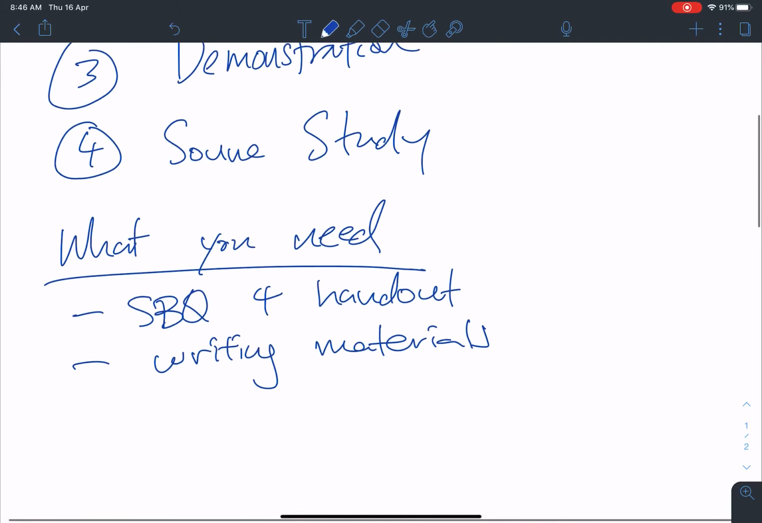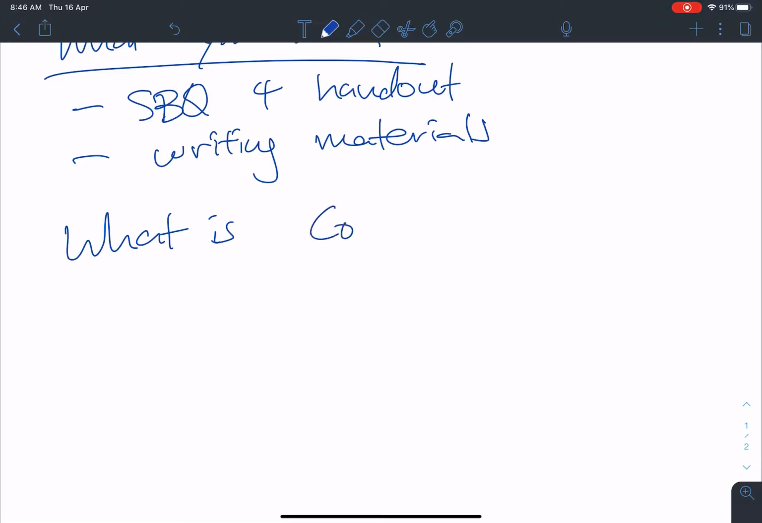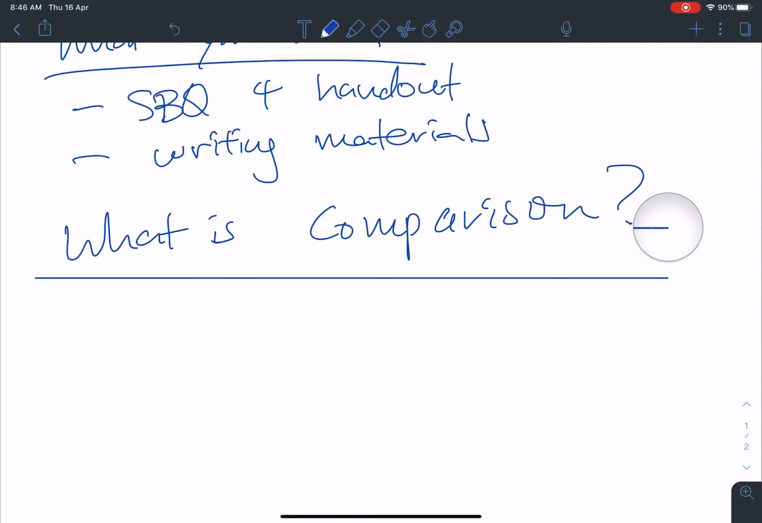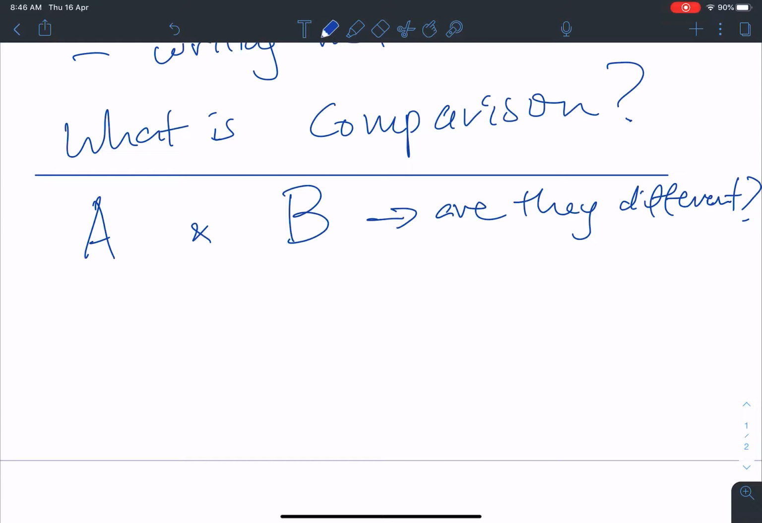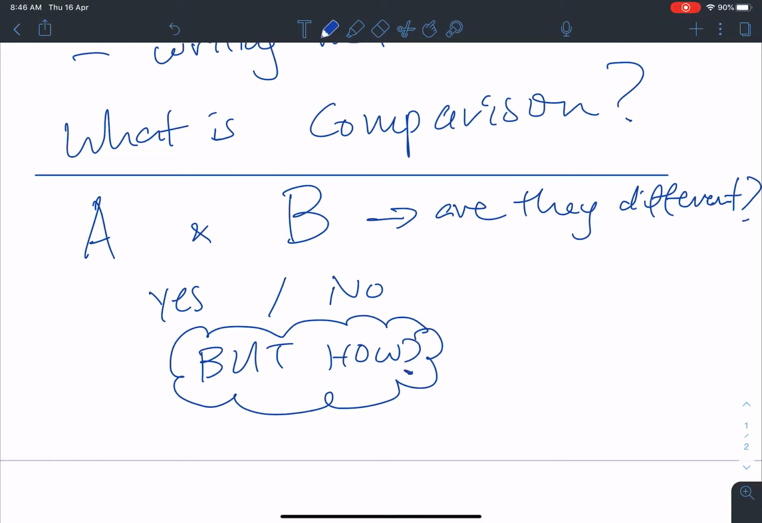Now we're going to look at what is a comparison question. When we're talking about comparison, we are looking at two things, A and B, and the question is usually how are they different? How is A different from B? Does A agree with B? And so on and so forth. If you simply say yes or no, that is answering the question, but then the next question is, of course, but how? How are they different? How do you know? And that is what you are going to try to prove.